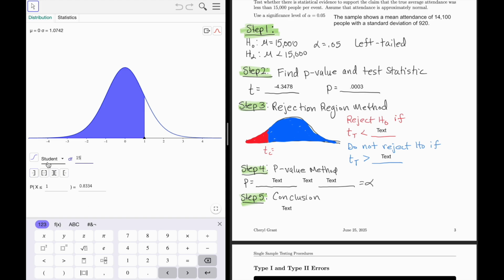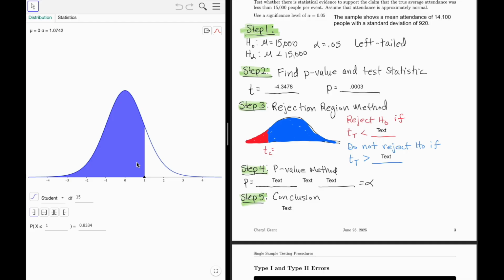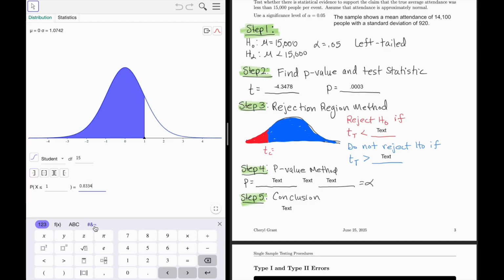This is a left tail test, so I want to make sure I'm using the left bracket to see everything shaded to the left, which it is. And now I just need to put in my alpha level. The area that should be under the curve from that critical value to the left is equivalent to the alpha level. So we're going to put in 0.05. And our cutoff point, or our boundary for the rejection region, is negative 1.7531. So let's put that in there.